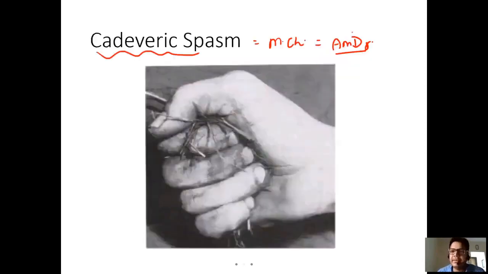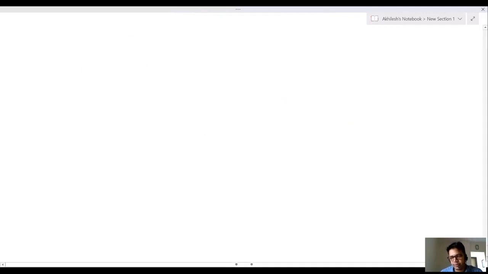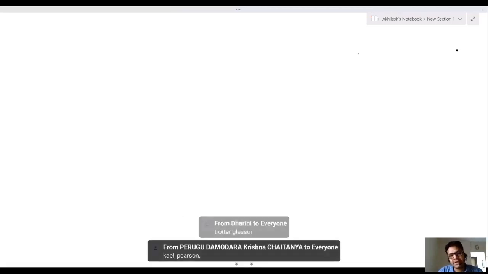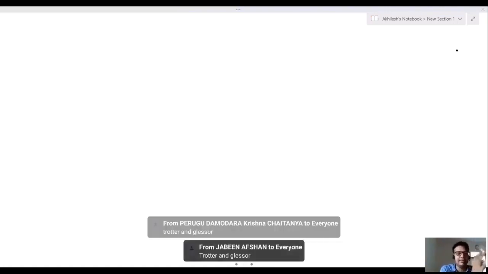Okay. Anyway, sir, this is all about identification. Now, sir, multiplication factors were given by. चलो एक और 2-3-4 कुछ क्वेश्चन और पूछ लेते हैं. Multiplication factors were given by number 1, which one? कौन से आदमी ने दिए multiplication factor? Number 1, Karl Pearson. Second, Trotter and Glaser. Karl Pearson, Trotter, Glaser. इन्होंने multiplication factor दिए थे.